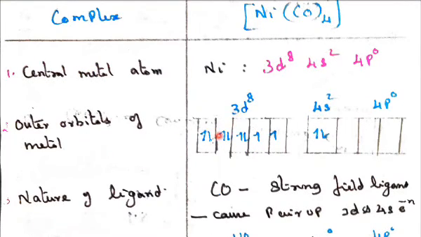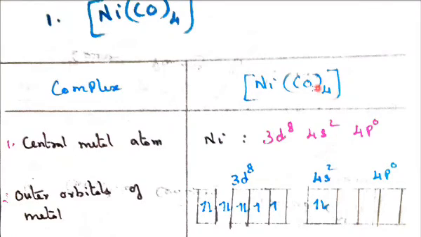So 3d8: 1, 2, 3, 4, 5, 6, 7, 8. According to Hund's rule and the Aufbau principle, we fill one electron in each vacant orbital first, and only then does pairing take place. That's what we have written first: 1 2 3 4 5, 1 2 3 4 5. Next the sixth is pairing, the seventh is pairing, the eighth is pairing. Next 4s2, 2 electrons. So here we should see the CO.